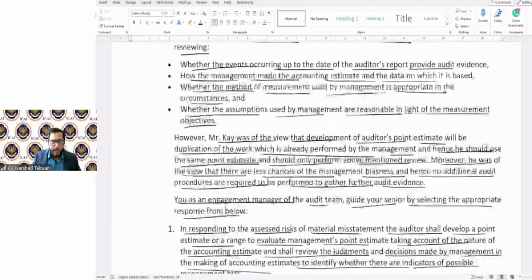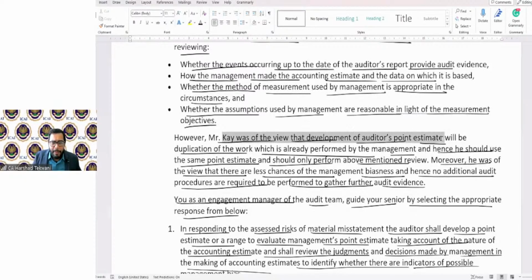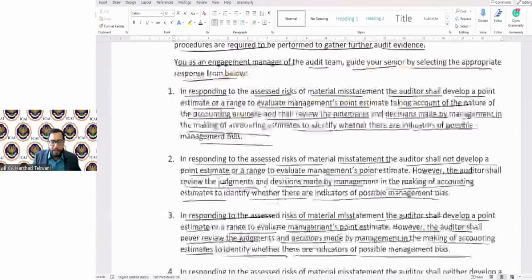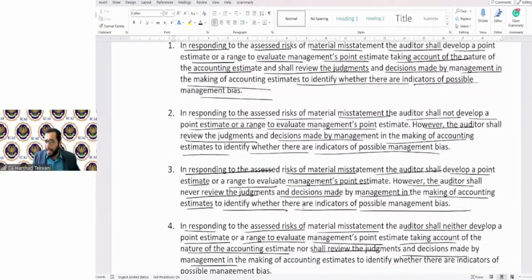So the question is that Mr. K was of the view that the development of the auditor's point estimate will be duplication of work. He is saying that it will be duplication of work, and he should not perform it. What should be the correct option over here?